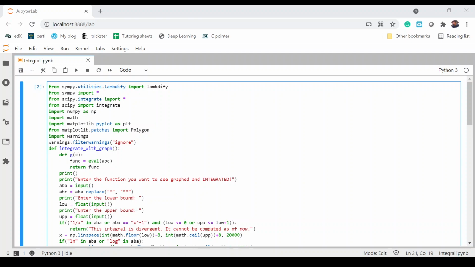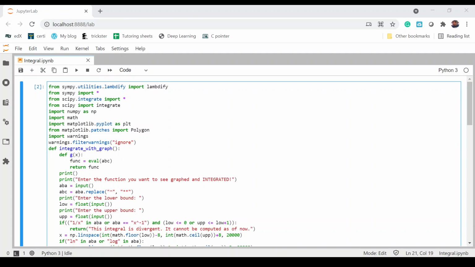We are going to be looking at one of my personal projects. You can call this my baby, and as the name suggests, this is an integral calculator. I know this might come as a surprise to some of you, because I have been talking about math on my channel, and this one was just another offshoot of that.